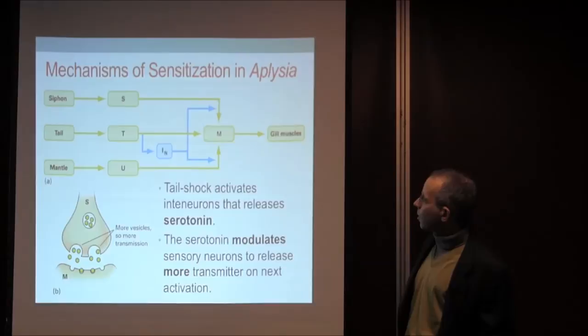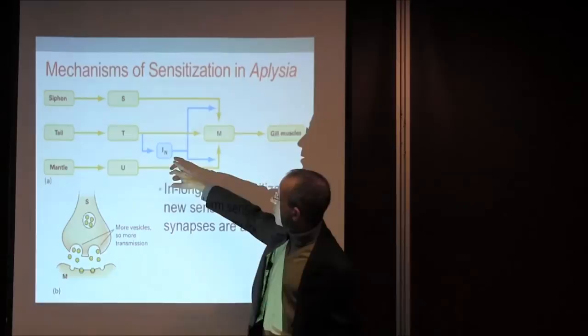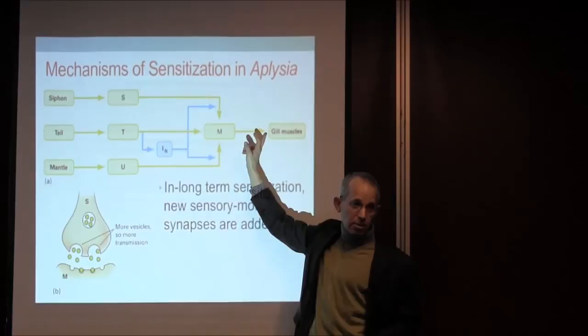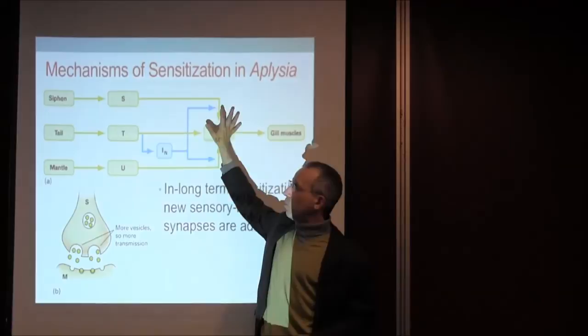So here, tail shock activates interneurons. And these interneurons globally sensitize all stimuli. And that's what gives us the lack of specificity, whereas the habituation occurs along a particular sensory motor pathway. That's the specificity. The sensitization occurs through these interneurons, which globally sensitize all pathways.